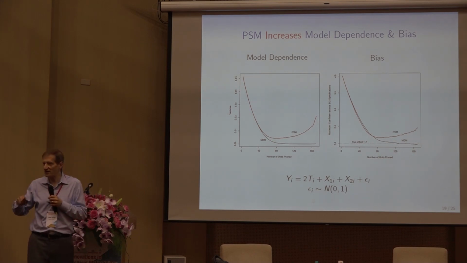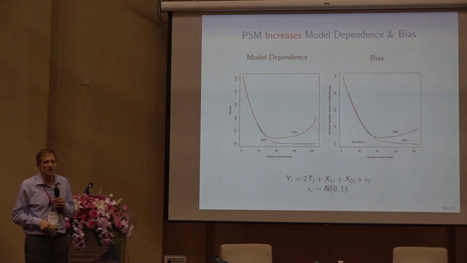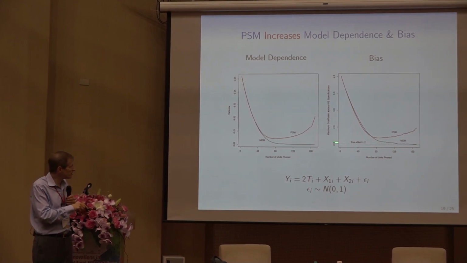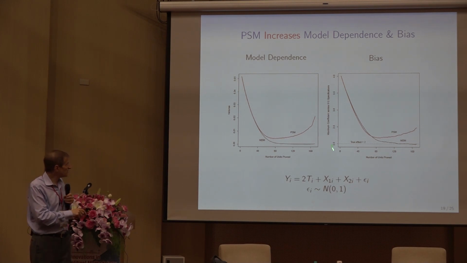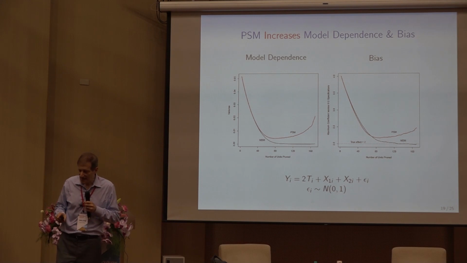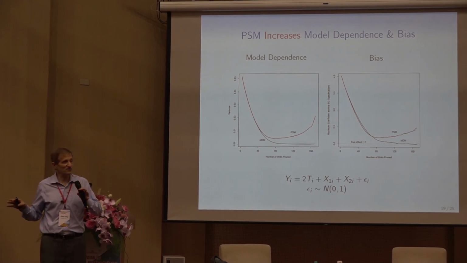Now let's look at bias, which is actually estimating that number two. Same regressions, but in each case, I want to actually estimate the number two. This is the truth. The horizontal axis is the number of units pruned again. The vertical axis, now here's what I'm going to do for the vertical axis here. So we ran 534 regressions.